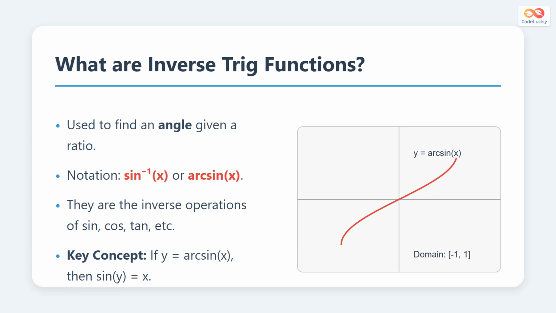First, a quick recap. Inverse trig functions, written as sine inverse of x or arcsine of x, allow us to find an angle when we know the trigonometric ratio. Geometrically, the graph of an inverse function is the reflection of the original function across the line y equals x. Remember that the domain of arcsine is between -1 and 1.